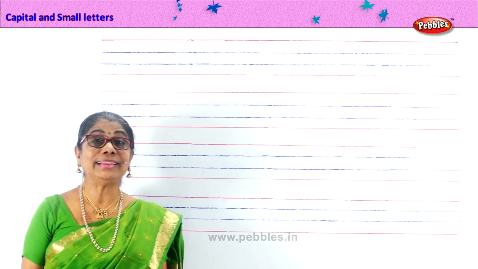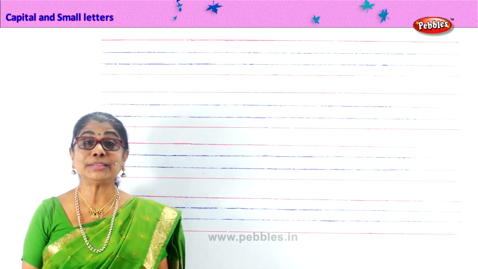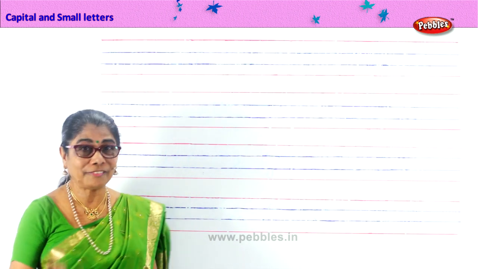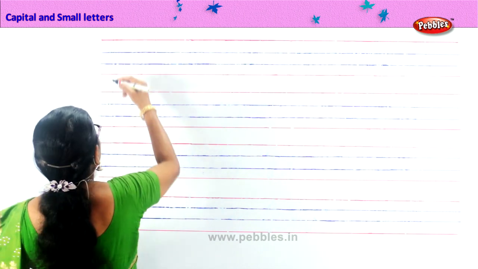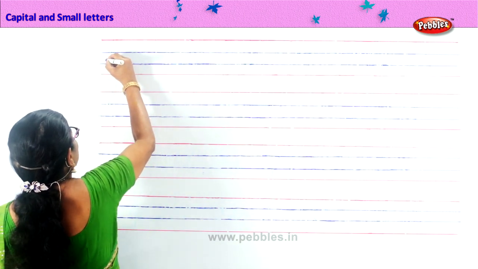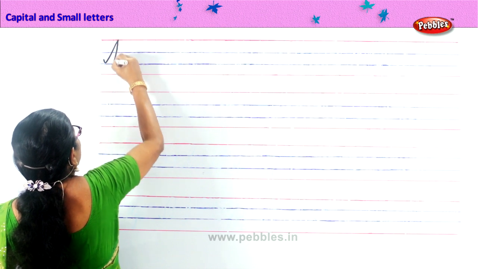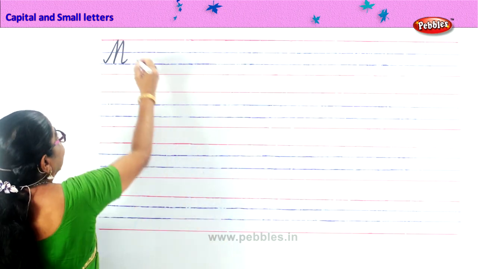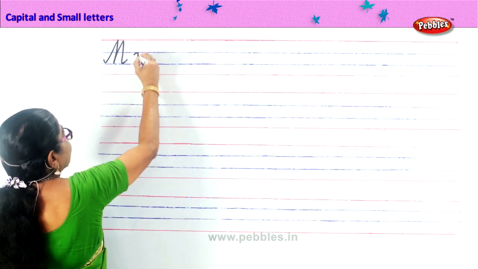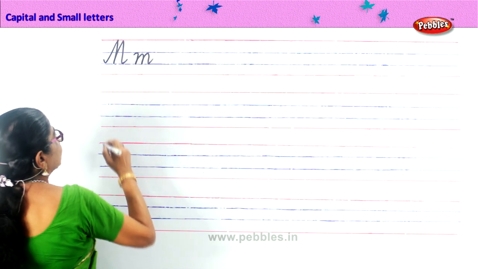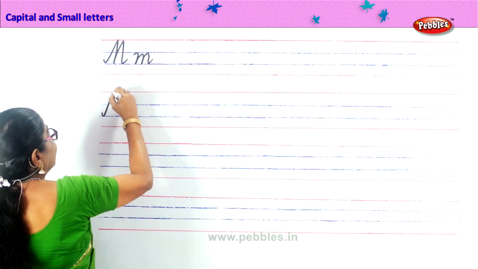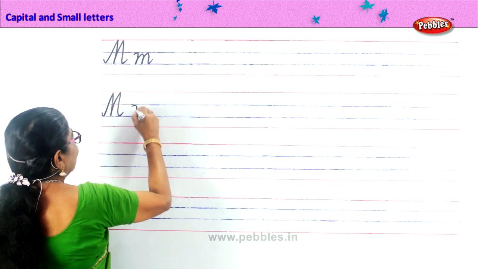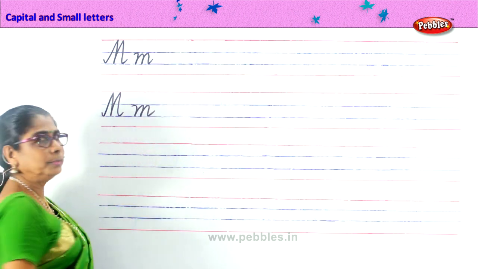Now let's write letter big and small M. Yes? What's the sound of M? Very good. Look, the capital letter M starts from down here, goes up again, M, and the small m goes like this. 1, 2 loops. Again, the capital letter M goes like this, and the small letter 1, 2 loops.